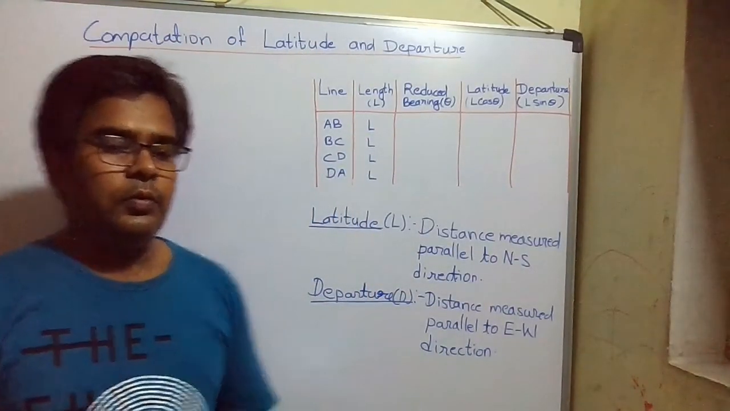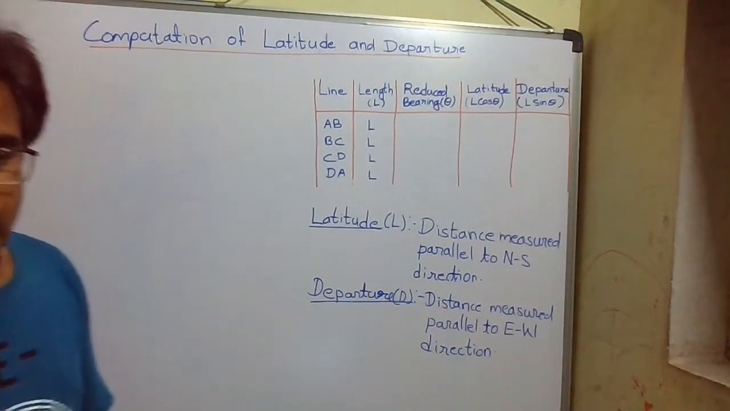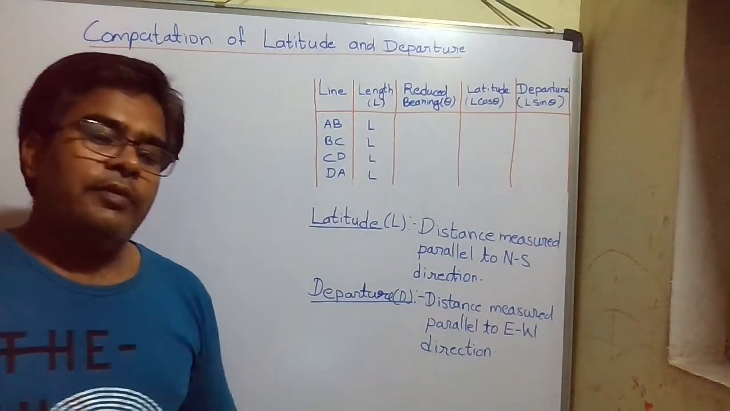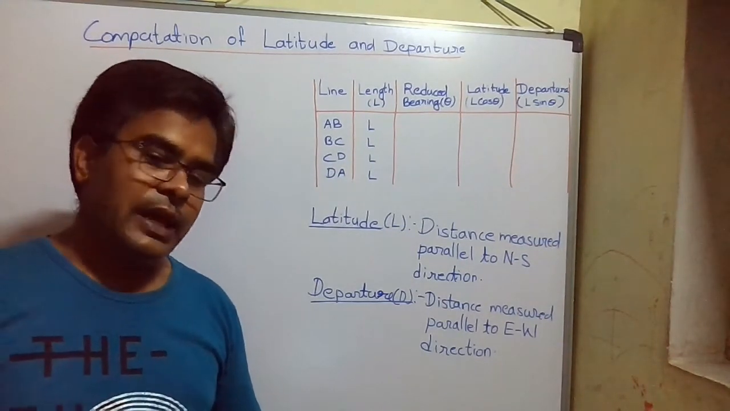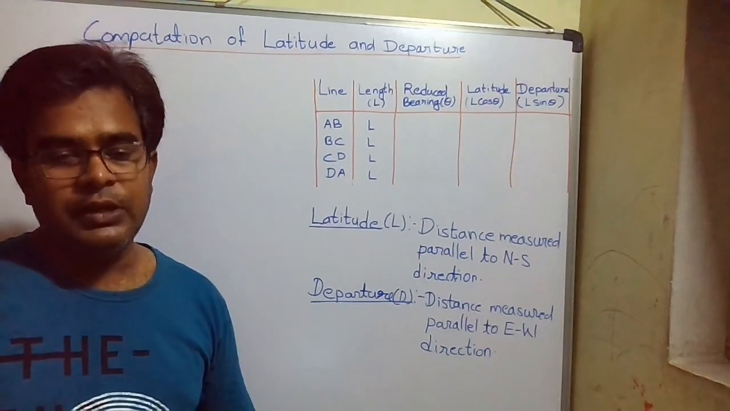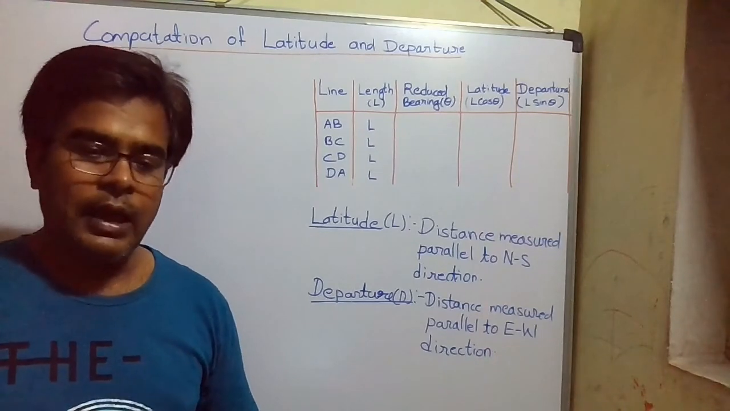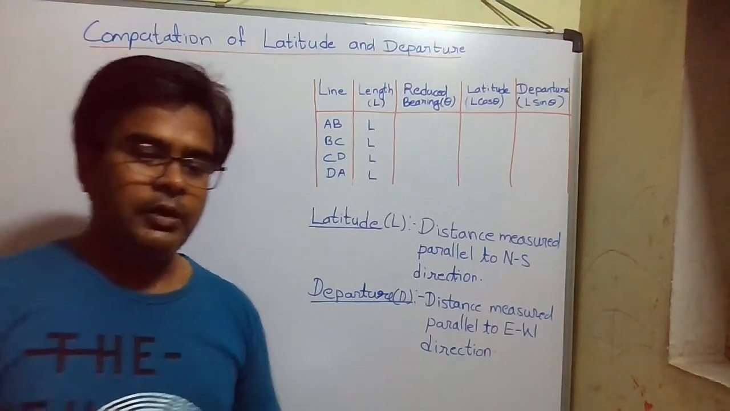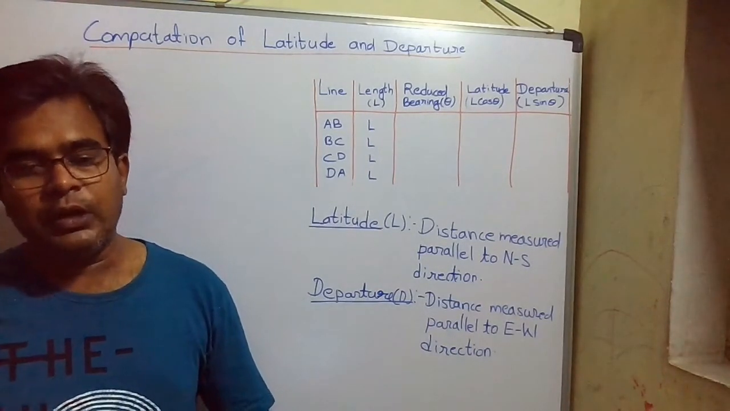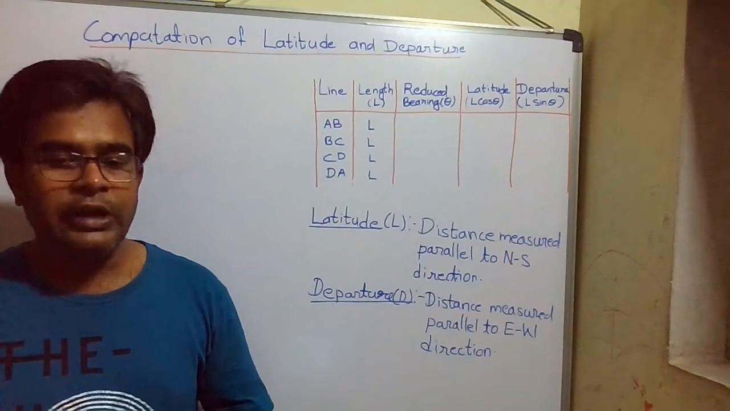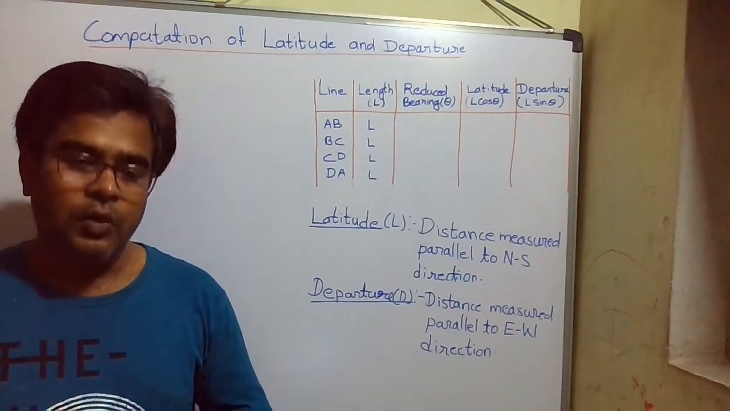Today we see computation of latitude and departure. When we do traversing by prismatic compass, we'll plot the traverse directly on the sheet by using the length of the line and the bearing of the line or the included angle between the lines. But when we traverse by the theodolite, we convert each line into latitude and departure. That is, we convert it into the coordinates.